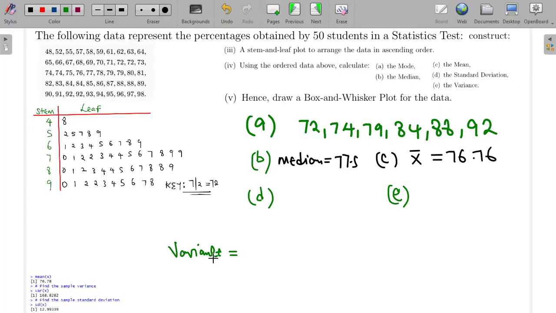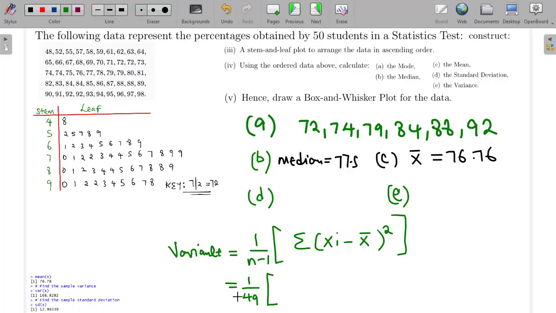s squared is equals to, since this is just a sample, we're going to use the formula 1 over n, and then I have summation of xi minus x bar squared, like that. Okay, so that's how we're going to find the variance. So now this here should be 1 over n minus 1 because it's a sample. So this will be 1 over n minus 1. So that would be 49.